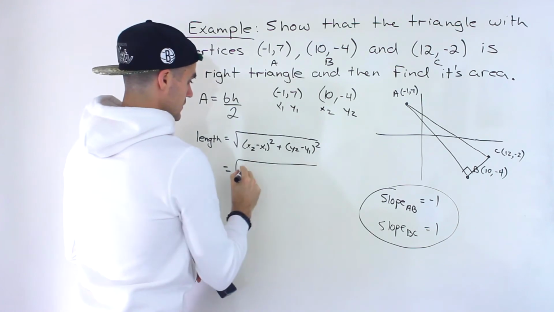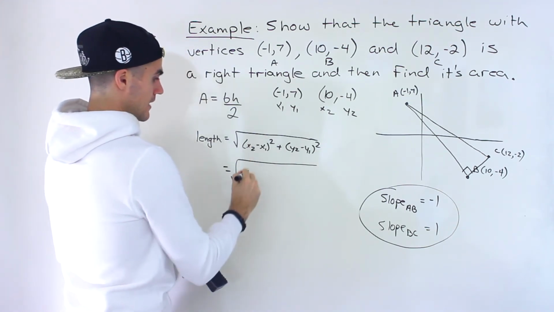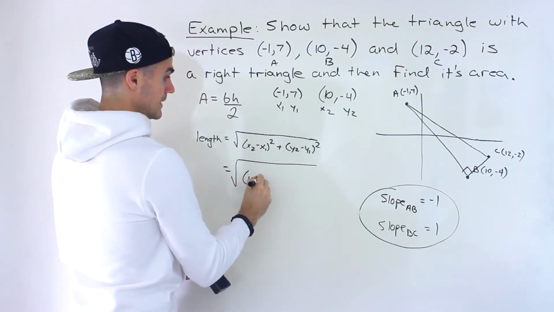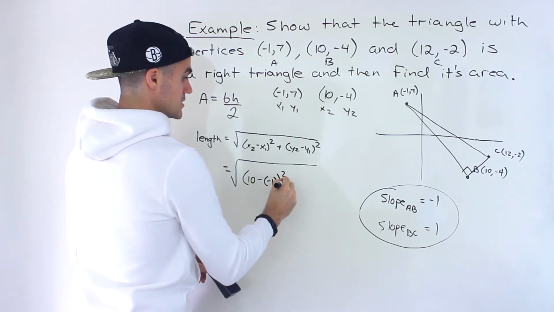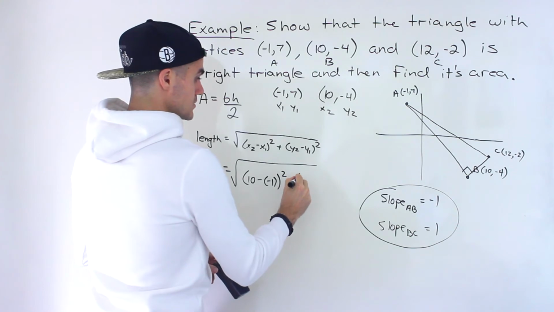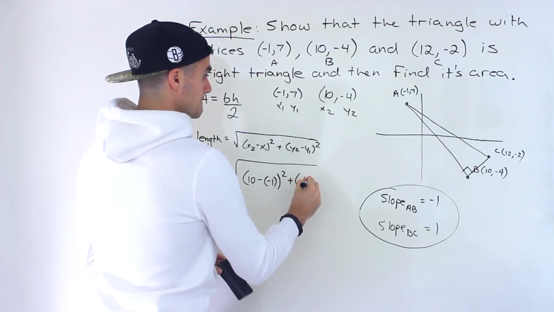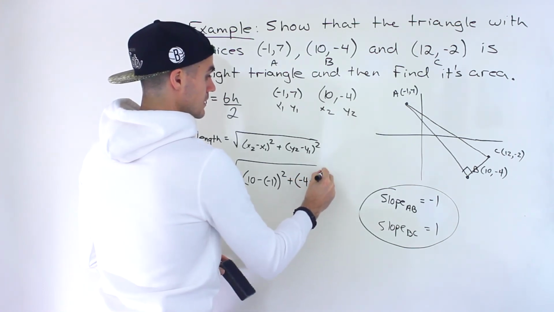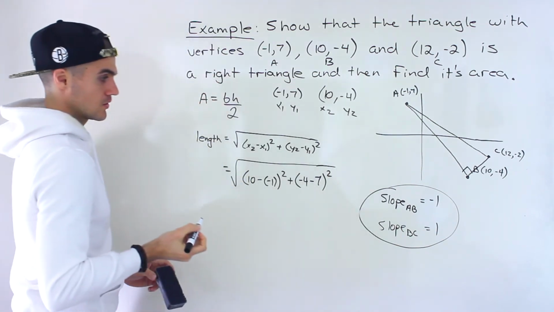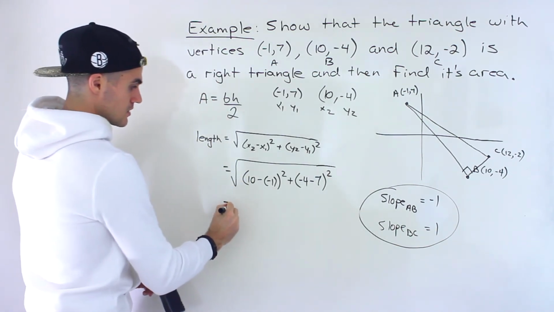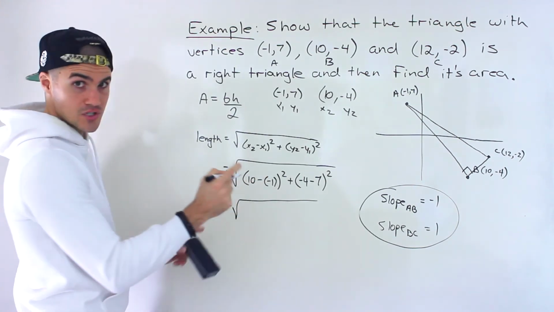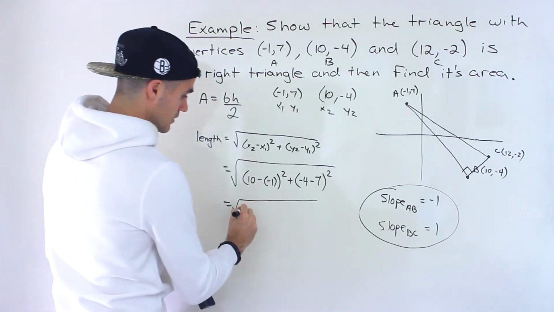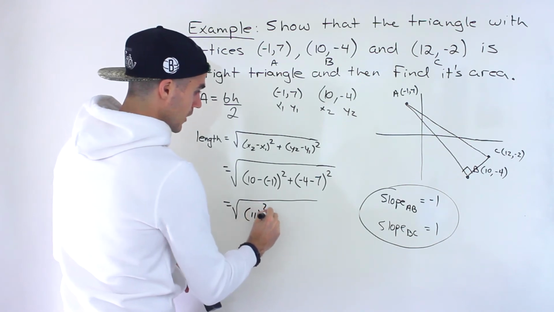And then we'll just plug everything in. So we'll have x2, which is 10, minus x1, which is -1, squared, plus y2, which is -4, minus y1, which is 7, and then that's going to be squared as well. Notice we have 10 minus -1, which is like 10 plus 1. So that would end up being 11 in the brackets.